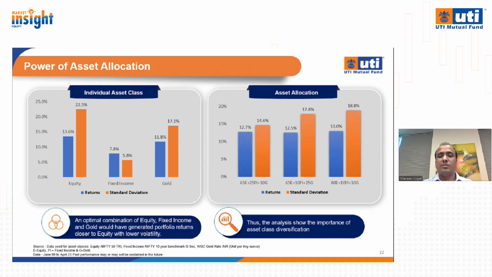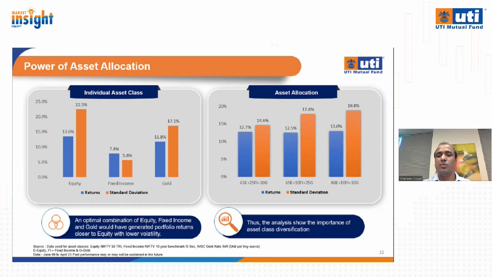If you look at the performance of various asset classes such as equity, fixed income and gold in the last 25 years, you will find that these asset classes have very different returns and risk profiles. For example, equity has delivered far better returns compared to the other two, but at the same time it is far more volatile. As you can see here, equity has delivered 13.6% return, but volatility is 22%, which is far higher than the other two asset classes. Similarly, in the case of fixed income, volatility is far lesser, but return potential is also much lesser compared to equity.